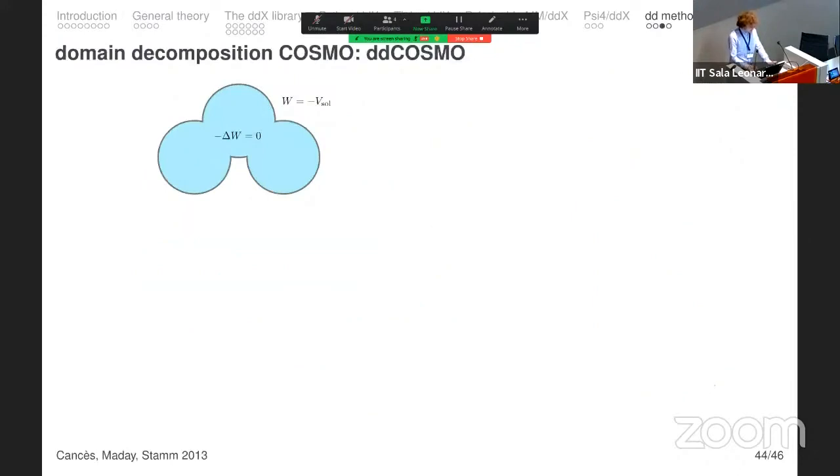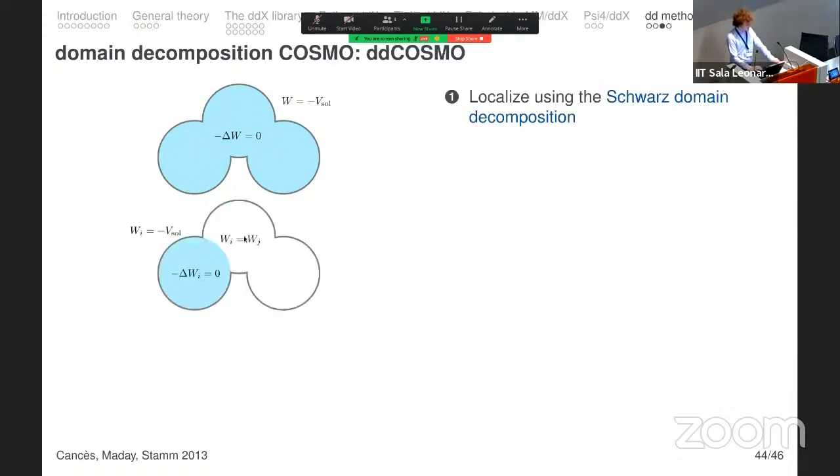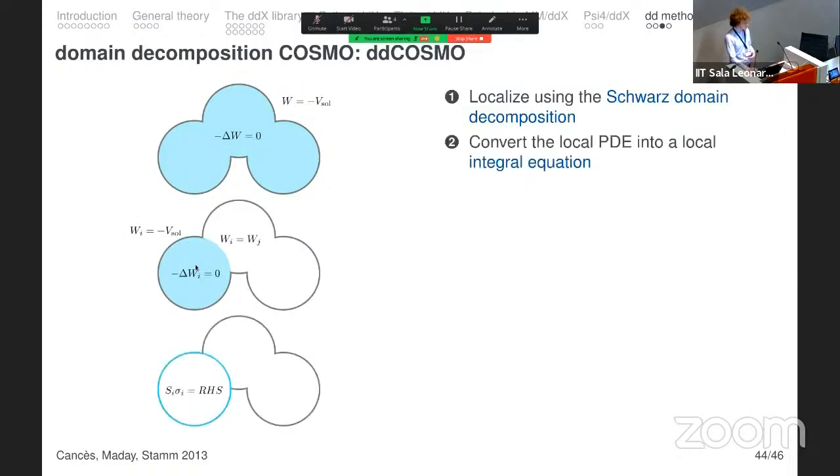And as an example, here I will report what we do for decomposition. For decomposition, we start from the Poisson problem. We use the Schwarz domain decomposition, so we get a collection of coupled partial differential equations. Then we use the integral potential theory to convert these local PDEs to local integral equations. And finally, we discretize everything using spherical harmonics. So in the end, we get a linear system.